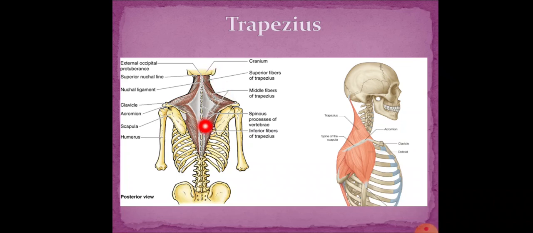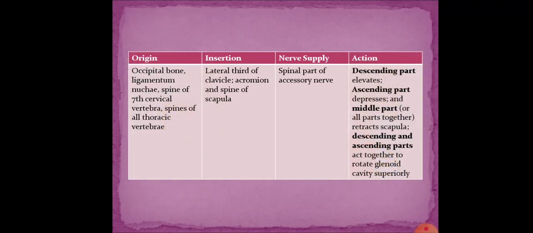Opposite to it ascending fiber. Ascending fiber will depress the scapula. The middle fiber or horizontal fiber retract the scapula. Okay?